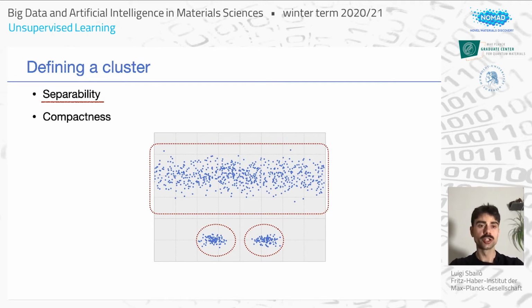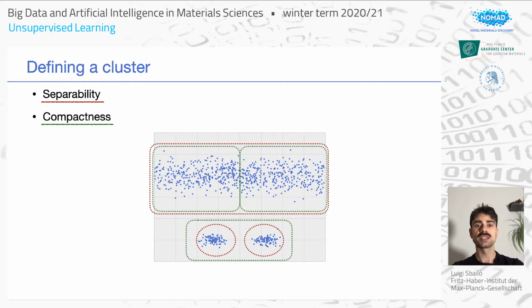If we require our clusters to be compact, the best partition could be another one. The one that we see with the green lines. So on top, we have the larger cluster divided into two different clusters, and the two smaller clusters in the bottom are merged into a unique cluster. This is definitely more compact than the previous partition.